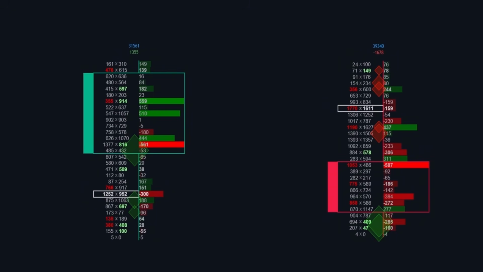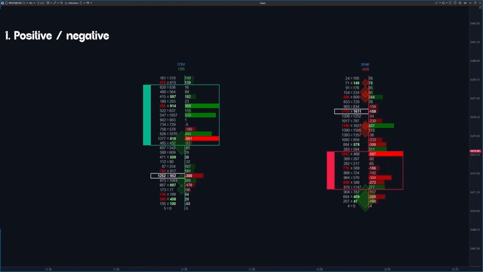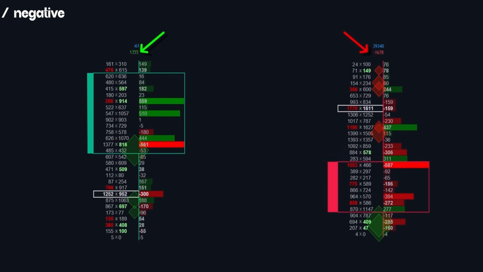Our strategy requires that the entry candle meets 4 conditions. First condition, the candle closes as positive or negative. We've already covered this in our SMC videos series, but we'll remind you how it works. Second condition, delta direction. It's simple. A green number indicates buyer dominance. A red number indicates seller control.